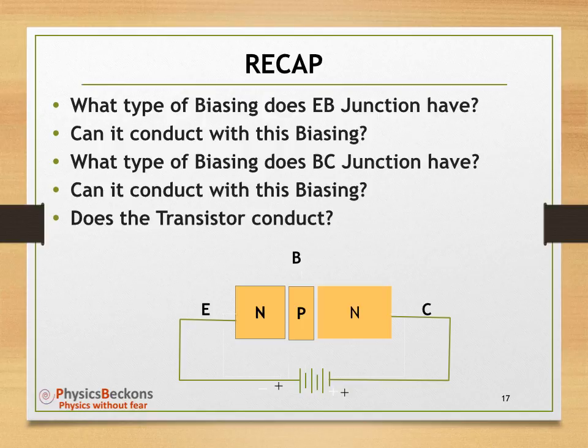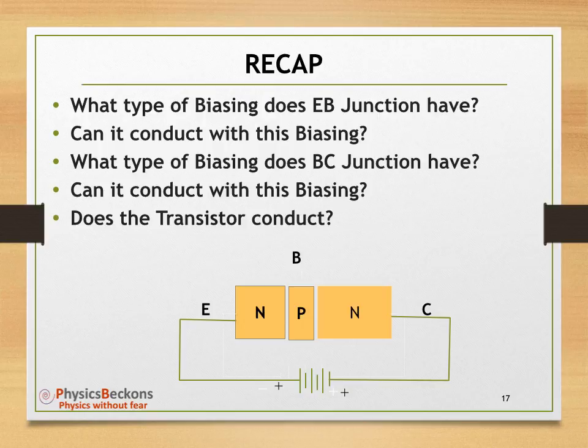Emitter is N type connected to positive. Therefore, emitter base junction is reverse biased, hence it cannot conduct. However, the base collector junction is forward biased because this N region is connected to negative, and the base collector junction being forward biased, it can conduct. However, the circuit is discontinuous at the emitter base junction due to reverse biasing, therefore the transistor will not conduct.